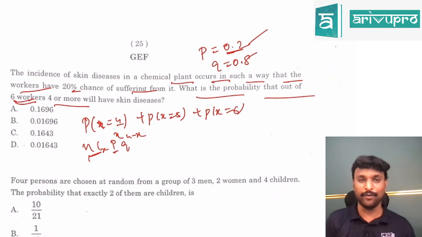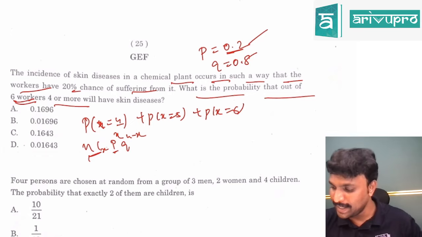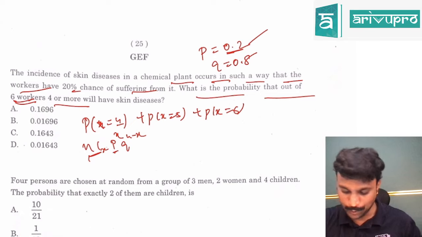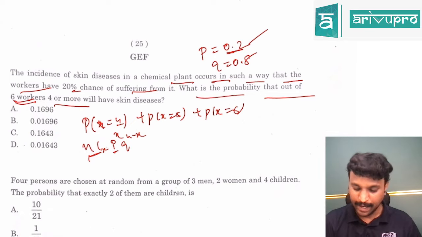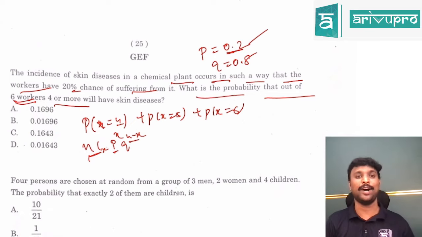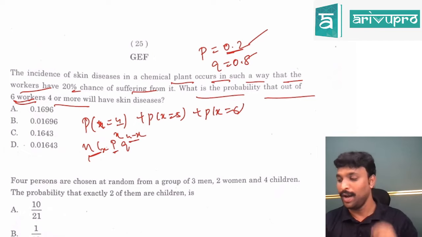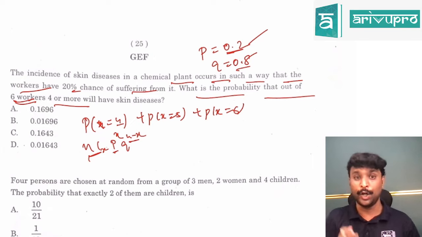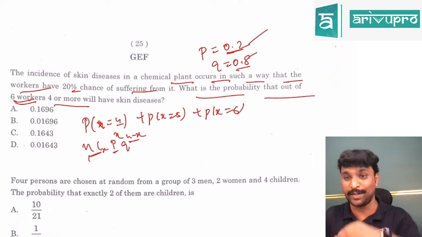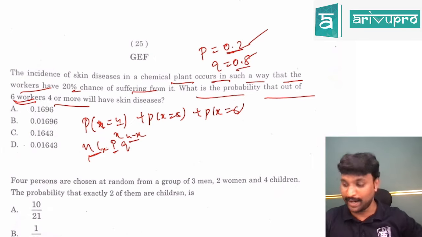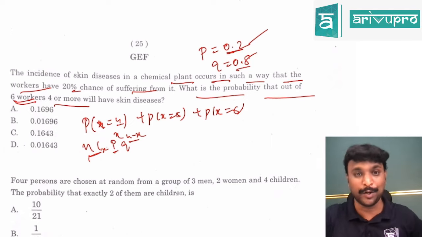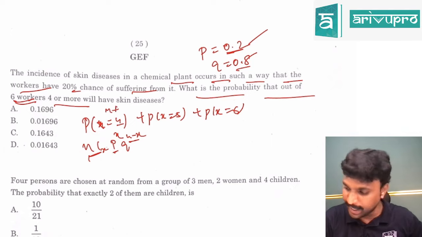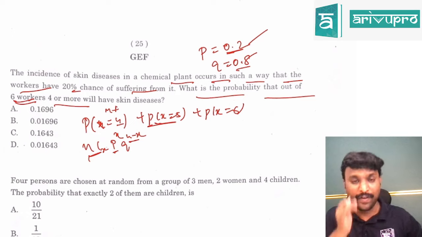Into 6C4, which means 6C2, which means 6 into 5 divided by 2. Into, guys, Q power n minus X. How much will Q power be? 6 minus 4 is 2. What is Q actually? 0.8. So type 0.8 into 0.8. Don't do 0.8 press into press equal to, because it will square everything that you have fed already. So you have to type 0.8 into 0.8. Then how do you store it? M plus.